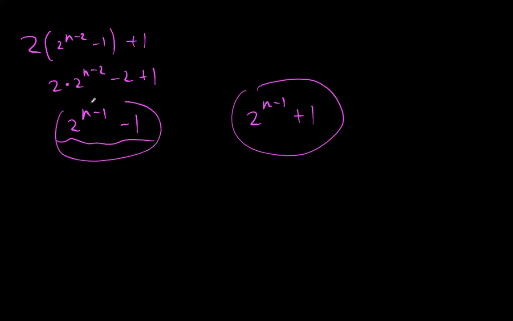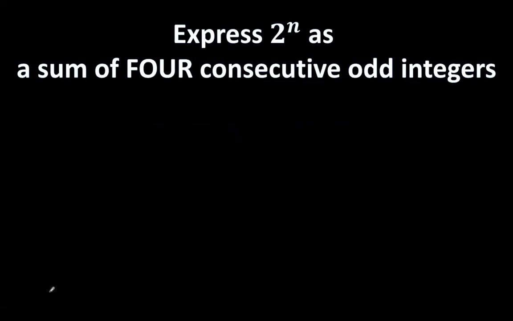And so if I just add those together, that's going to give me 2 to the n, and I've expressed it as the sum of two odd integers. Does that make sense? Are there any questions? Does it not make sense? Right? Anything we should go deeper into? Okay, very good. So what about expressing 2 to the n as the sum of 4 consecutive odd integers, right? So give that a try.